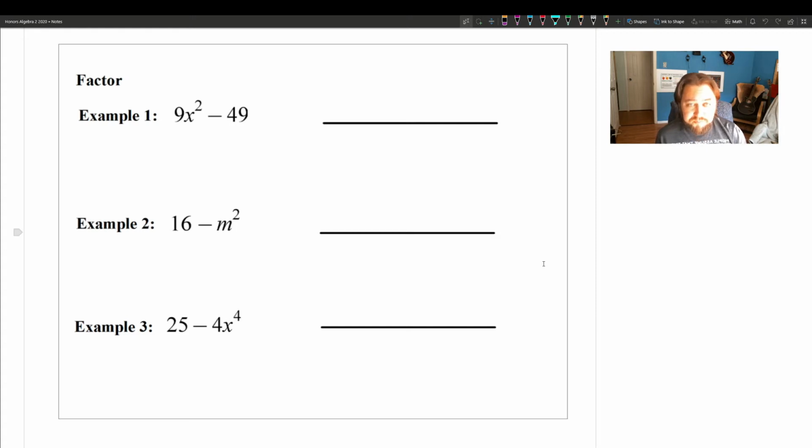What I'm going to look at is my first term, what's the square root of 9? 3. Square root of x squared, x. We've got the minus, so it's going to be one of these. And then the square root of 49 is 7. Bam. These are nice and quick to factor. Okay, example number 2, square root of 16 is going to be 4. Square root of m squared will just be m. So we'll do 4 plus m and then 4 minus m.